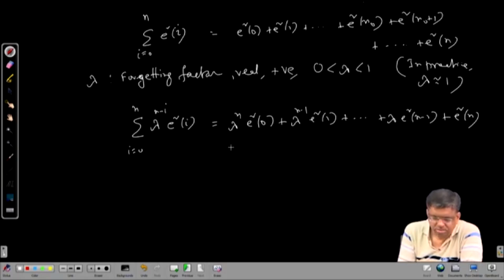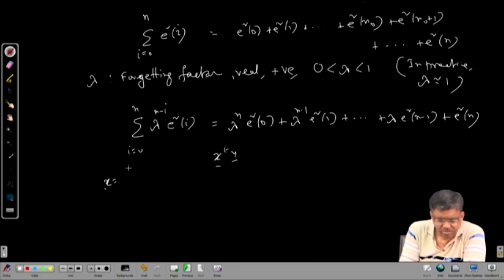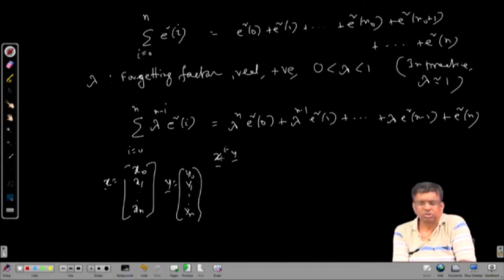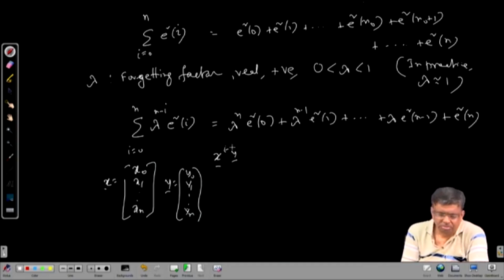This means earlier we were considering x transpose y, where x and y are just two vectors I am taking, something big. That was called the dot product or inner product between x and y: x 0 y 0, x 1 y 1, dot dot, x n y n, summation. But now we will have lambda x n y n. Okay.